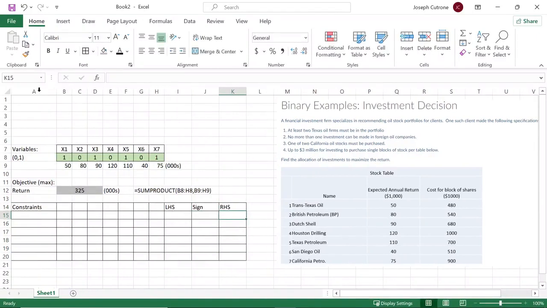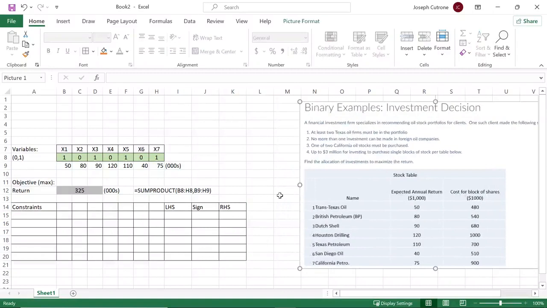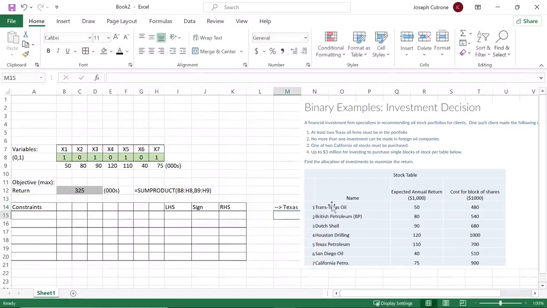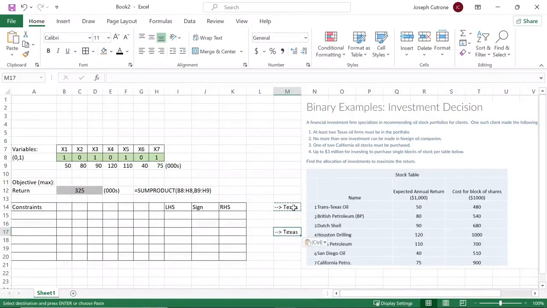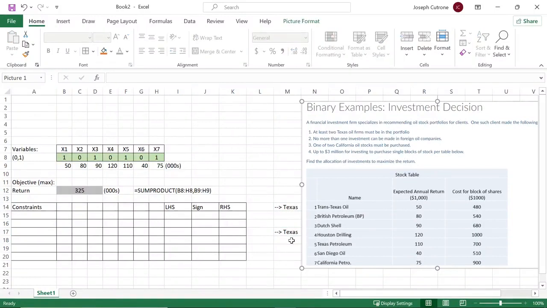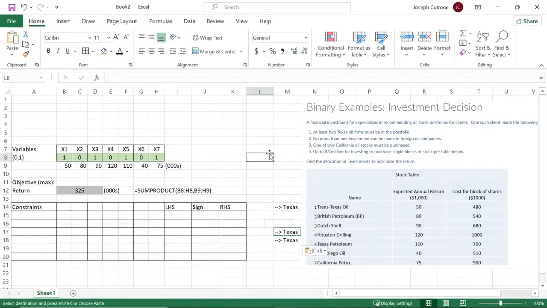Now let's think about what this means in terms of the constraints. The first one says at least 2 Texas oil firms must be in the portfolio. Someone loves Texas oil. So Texas oil, which ones are my Texas oil firms here? You may not be as familiar with some of the cities in Texas, but just in case you are not, the Texas one here is, well, obviously the Trans Texas Oil is a Texas firm. Houston is a big city in Texas. So I'll copy that as well just to remind you. And then there's one other called Texas Petroleum. These are all fake, of course, but Texas nonetheless. So the first one, the fourth one, and the fifth one are all your firms from Texas. And the client has demanded that at least 2 of them must be in the portfolio.